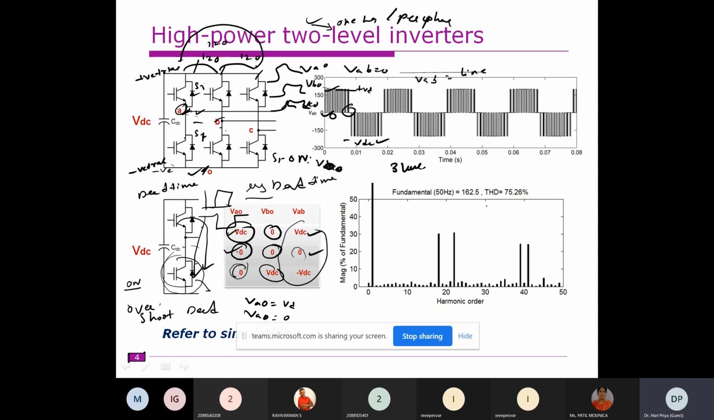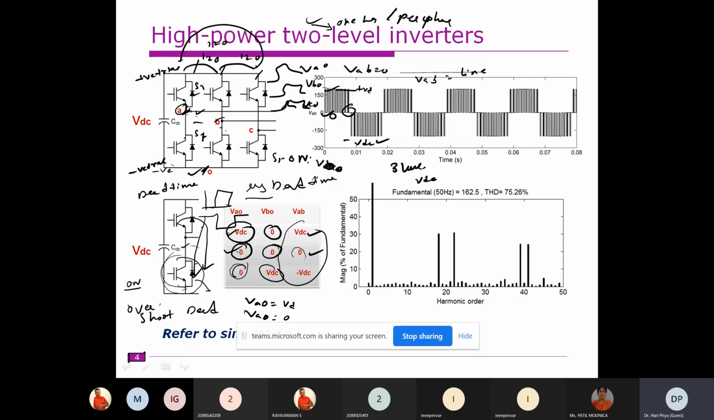But before going for it, what is the problem associated with this particular configuration? When you take this configuration, what is the device rating of the switch S1? The device rating of the switch S1 should be equal to VDC, because when the upper switch is on, the total voltage will appear across the lower switch. Similarly, when the lower switch is on, the upper switch will be exposed to a voltage of VDC. So the device rating is VDC.